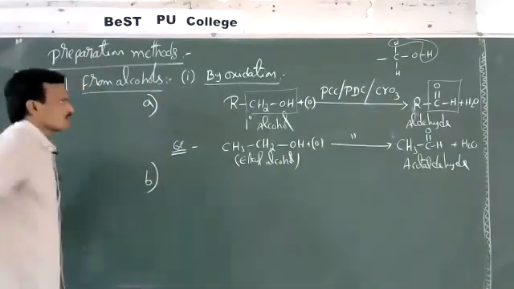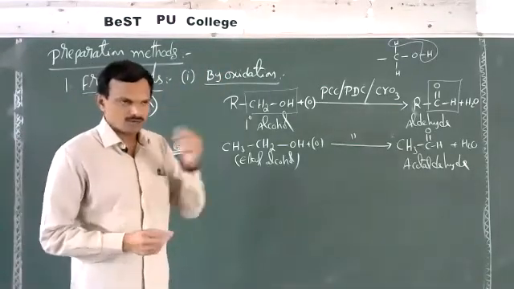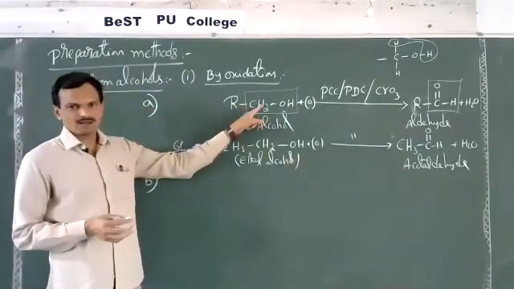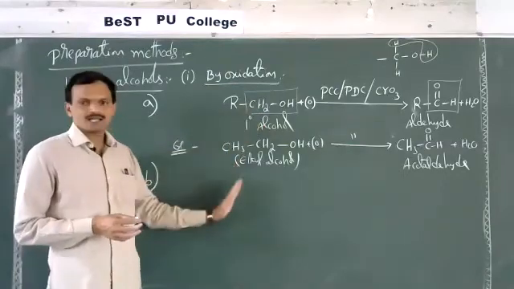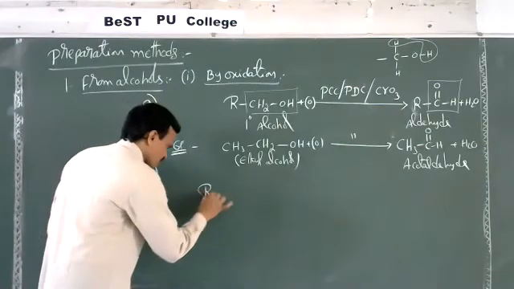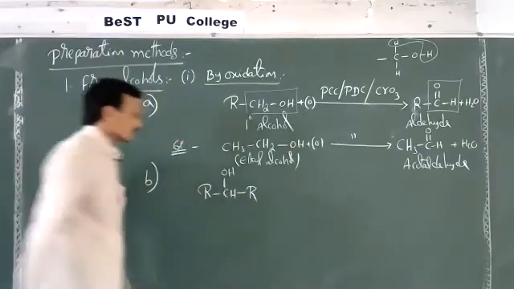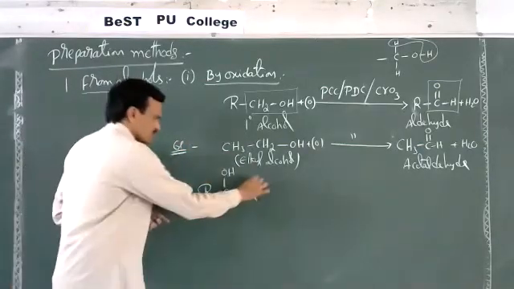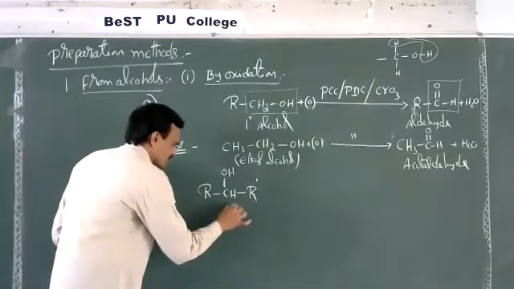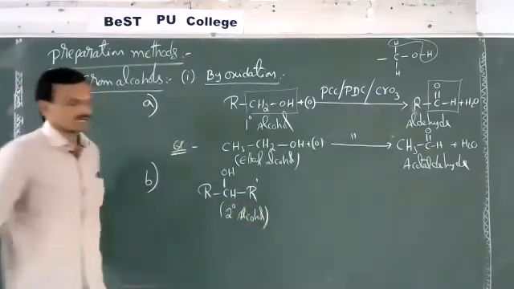Now come to the second one. How are ketones prepared from the same alcohols by oxidation? In the same method, instead of primary alcohol, if we use secondary alcohol, you will get ketones. Now see an example: R, CH, OH, R. Here you can take both groups the same or different as you wish: R, CH, OH, R dash. This is a secondary alcohol.